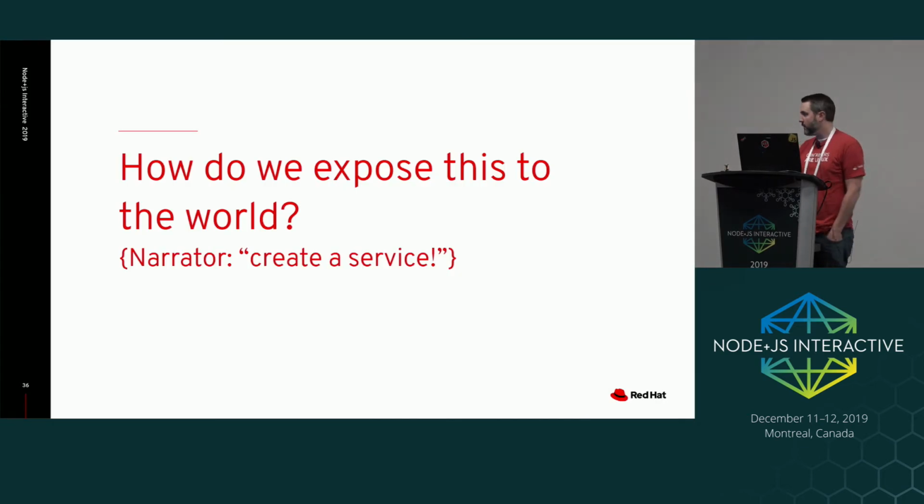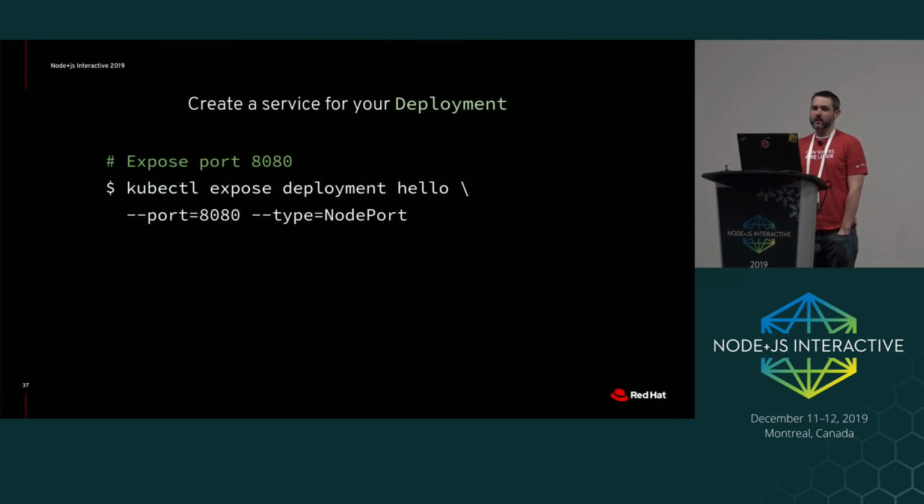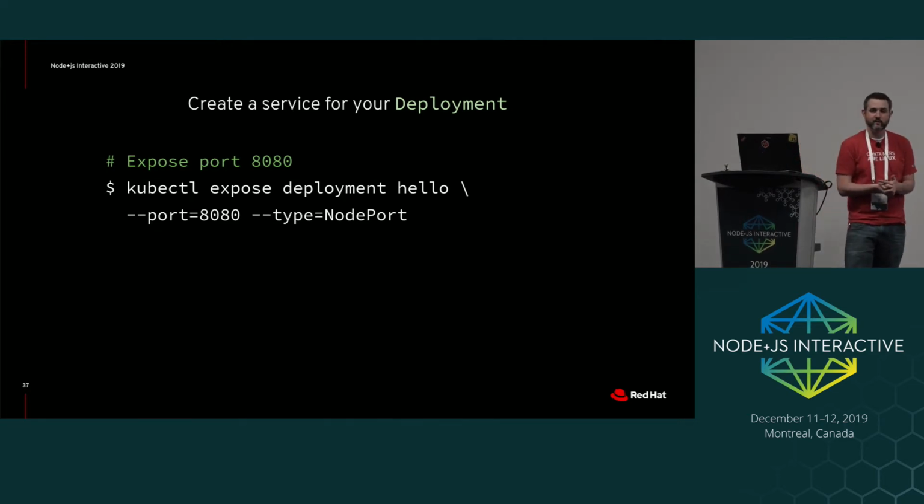All right, so now that we have something deployed, how do we actually expose that and be able to get access to it? We have to create a service for that. So just doing plain Kubernetes stuff, do a kubectl expose. You want to expose the deployment with the name of hello. We're going to tell it to bind to port 8080. And here we're going to use a type of node port.